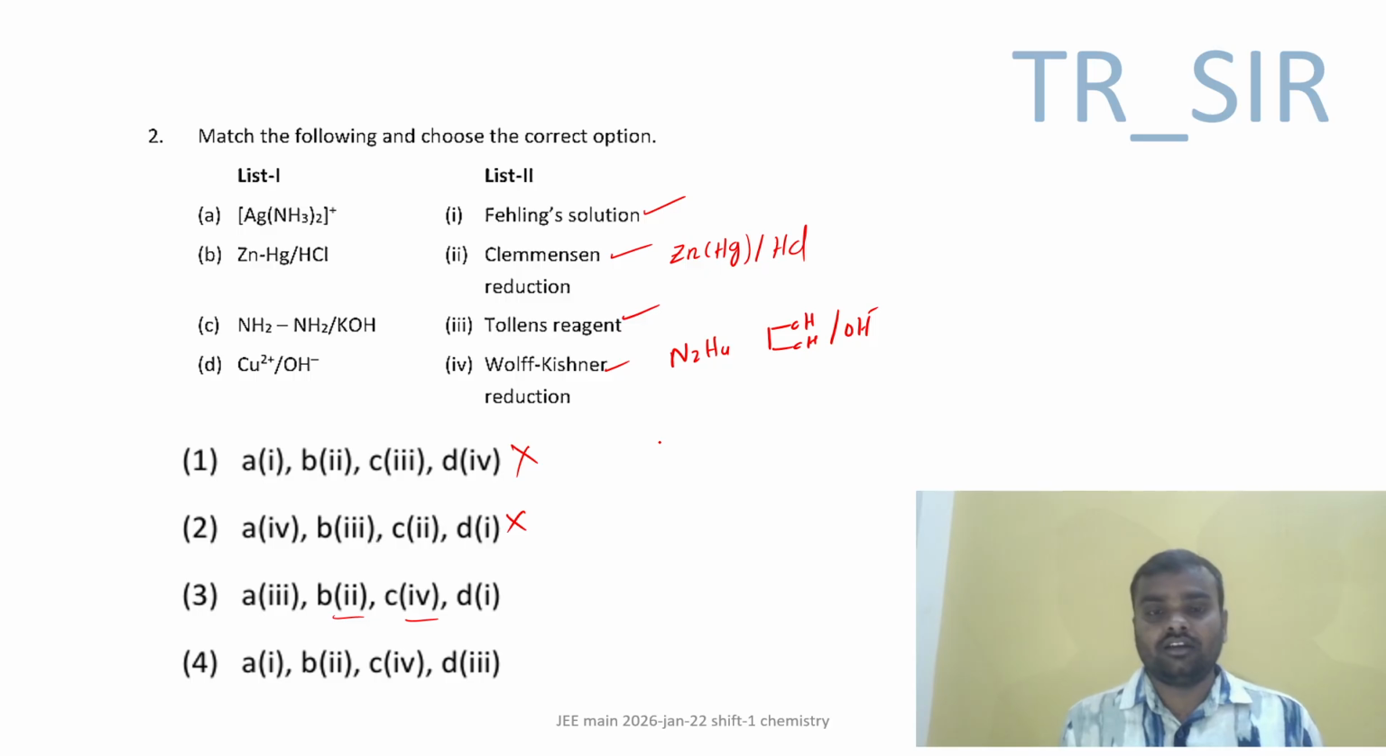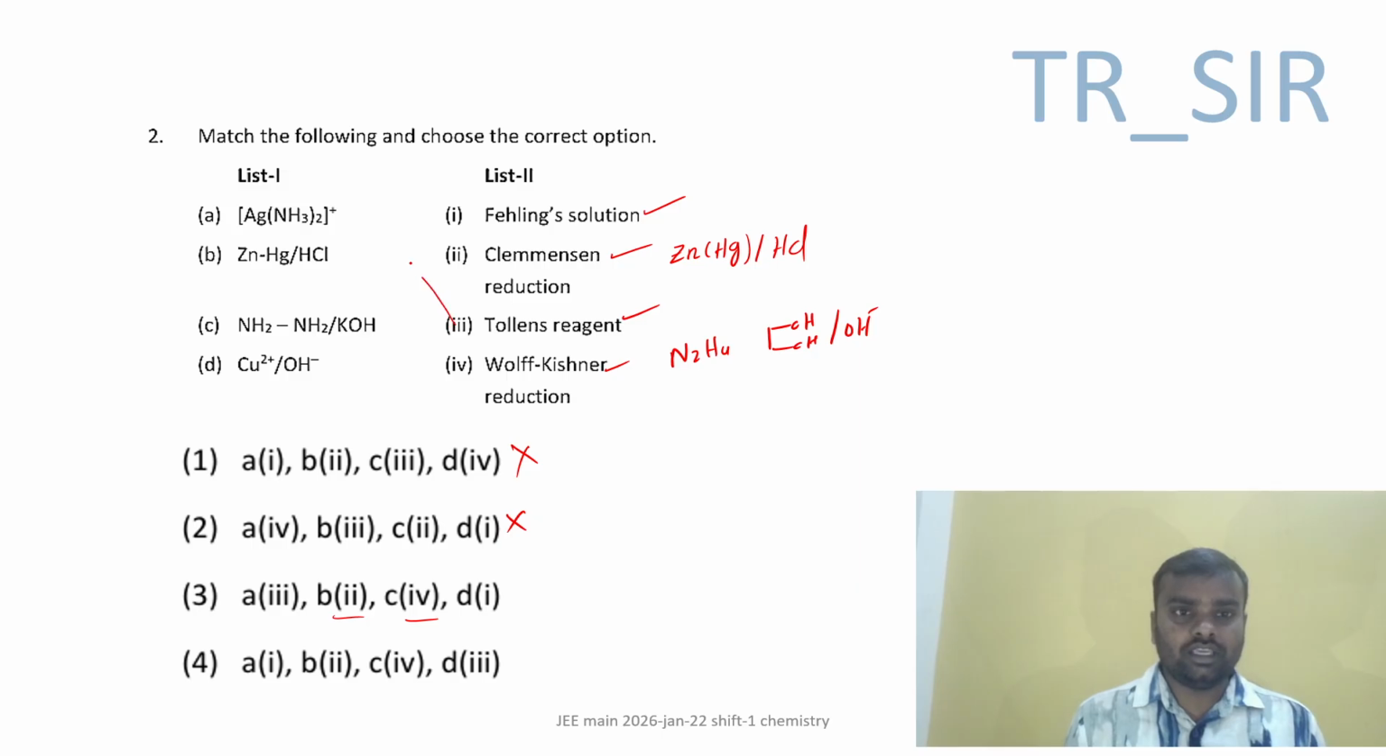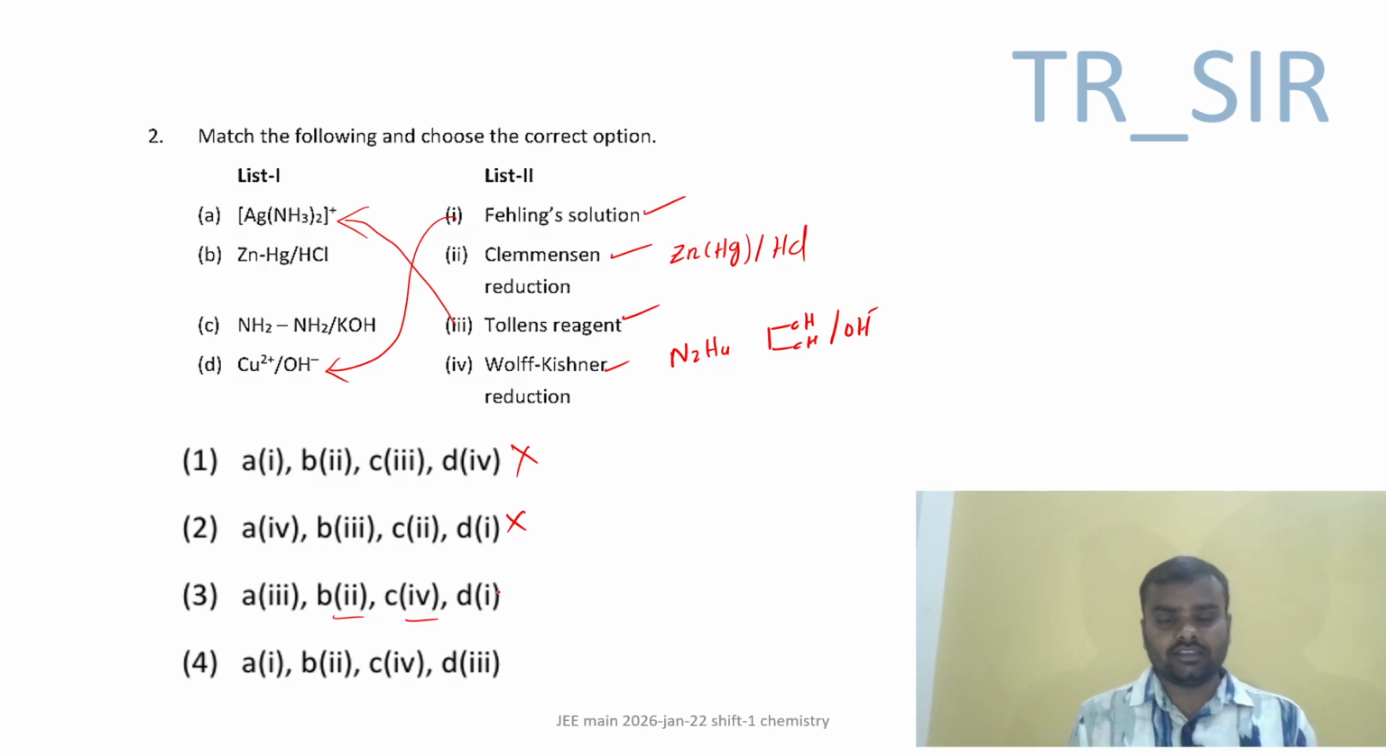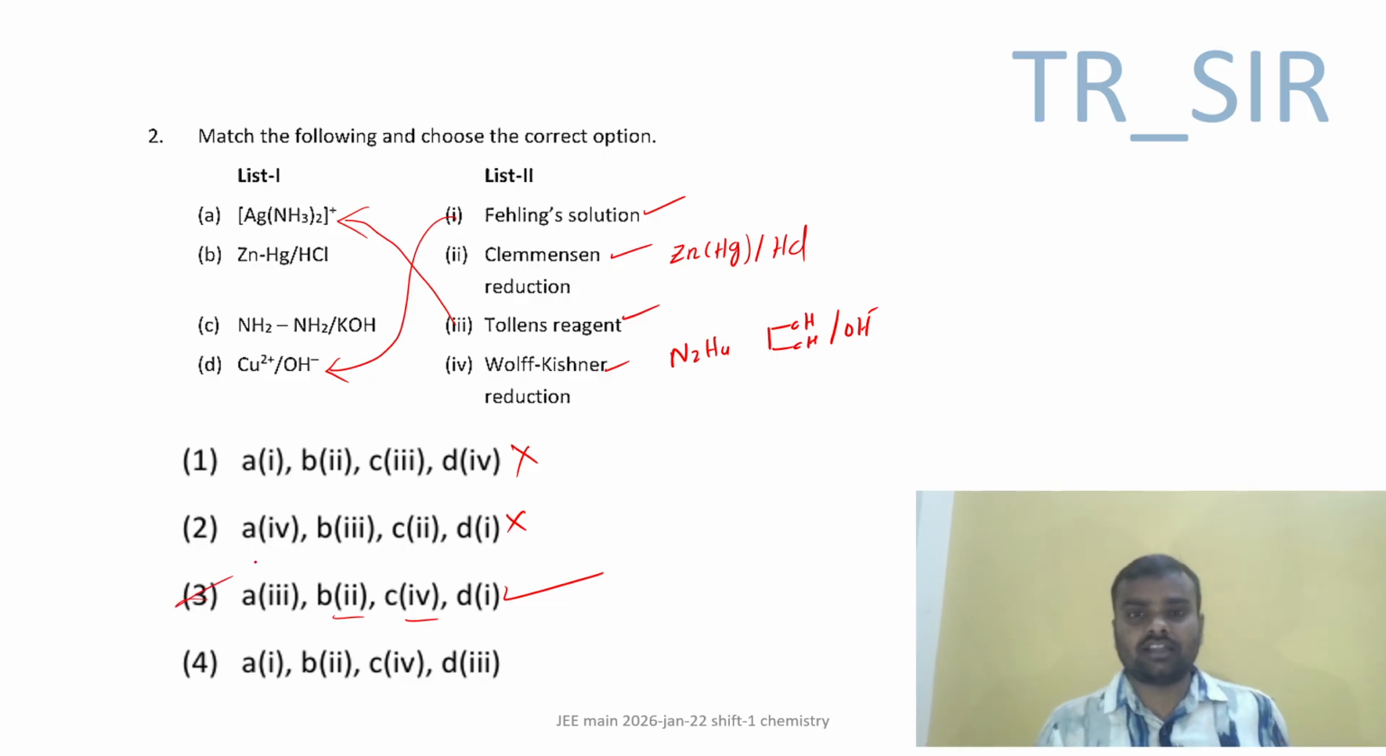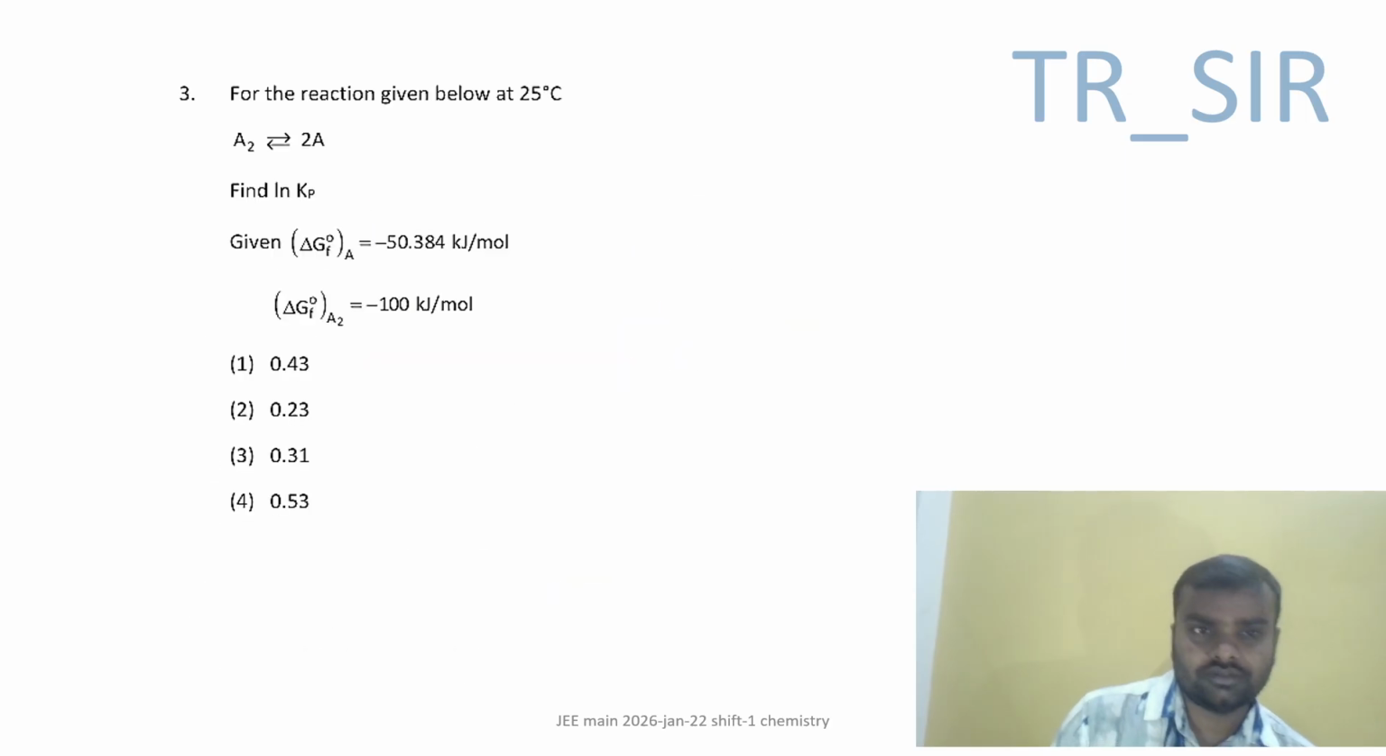Tollens' reagent is what? It will be ammoniacal silver nitrate. That means A must be 3, whereas Fehling's solution is copper sulfate in basic medium. So you will be having A3 D1. That is option C, the correct answer for the given question.